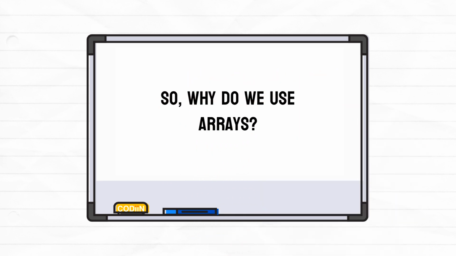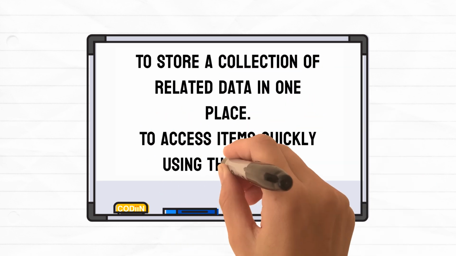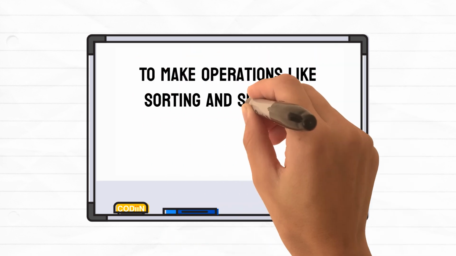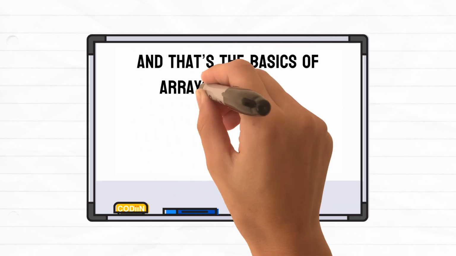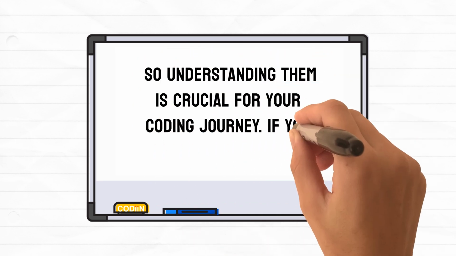So why do we use arrays? To store a collection of related data in one place, to access items quickly using their index, to make operations like sorting and searching more efficient. And that's the basics of arrays. Remember, they're one of the building blocks of programming, so understanding them is crucial for your coding journey.